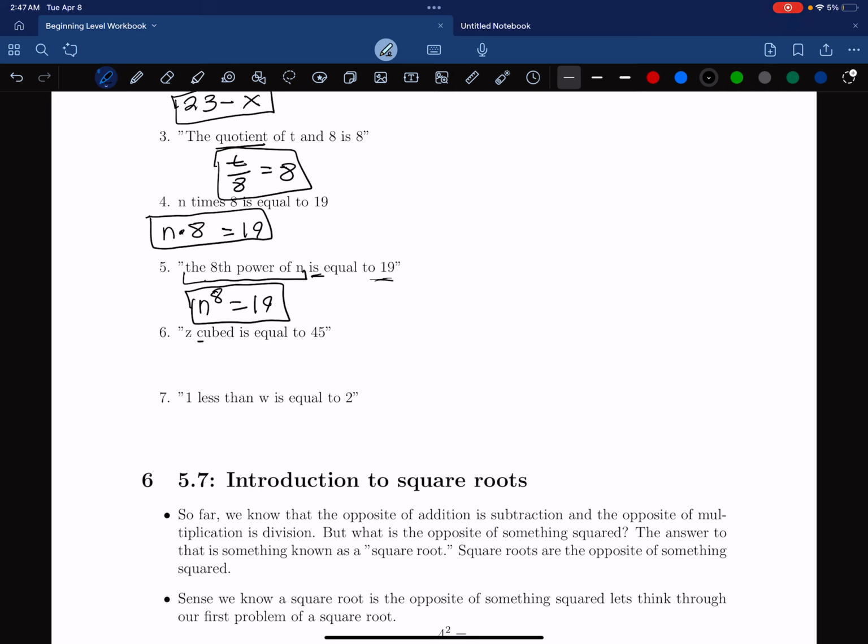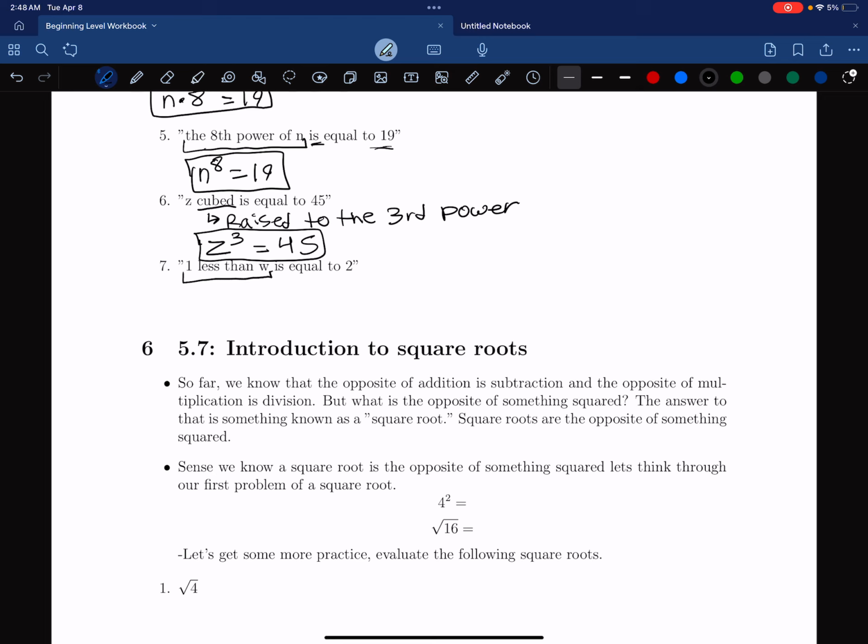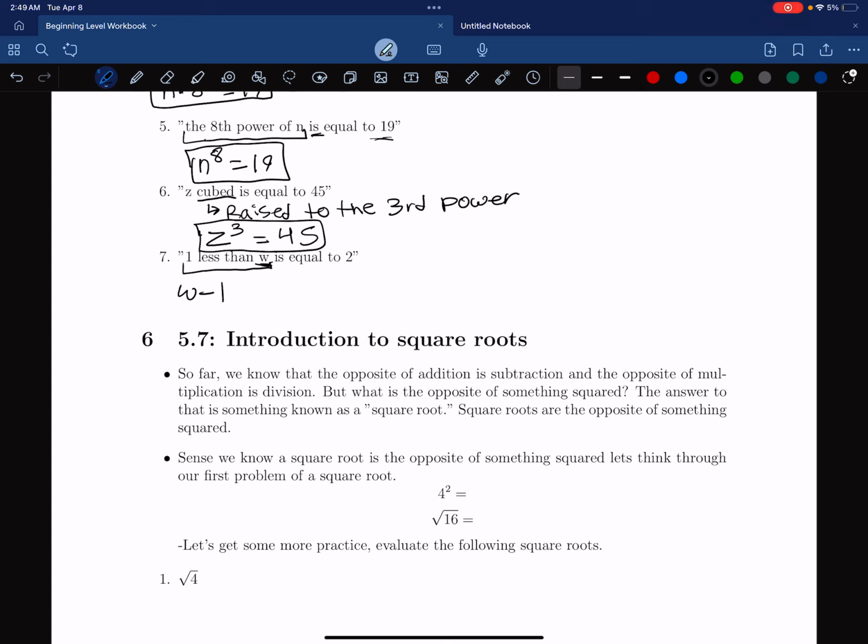And last but not least, example 7. 1 less than w is equal to 2. So let's first start off by writing out the expression 1 less than w. So to find out what 1 less than w is, we're going to take w and we're going to subtract it by 1. So because this is w, we're going to take whatever w is and subtract it by 1 to find out what 1 less than w is. And then we say is equal to 2. And that is our answer.